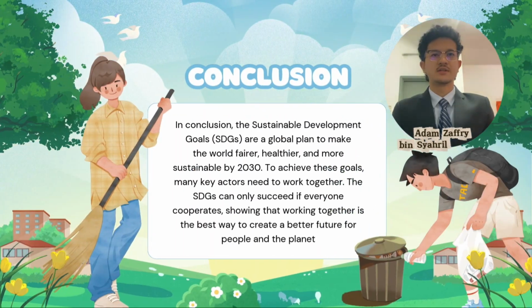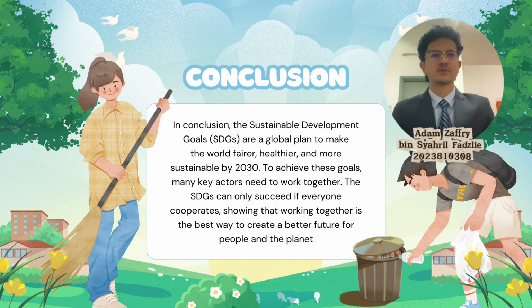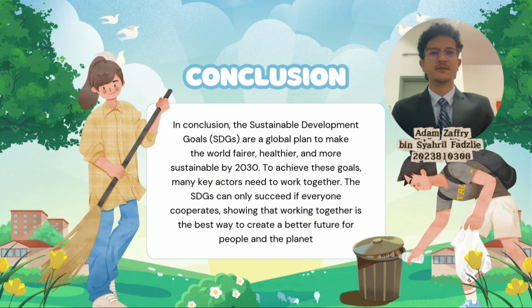In conclusion, the Sustainable Development Goals are a global plan to make the world fairer, healthier and more sustainable by 2030. To achieve this goal, many key actors need to work together. The SDGs can only succeed if everyone cooperates, showing that working together is the best way to create a better future for the people and the planet.